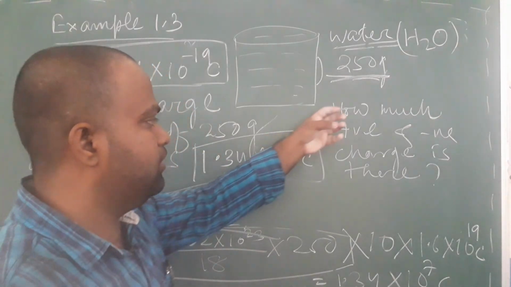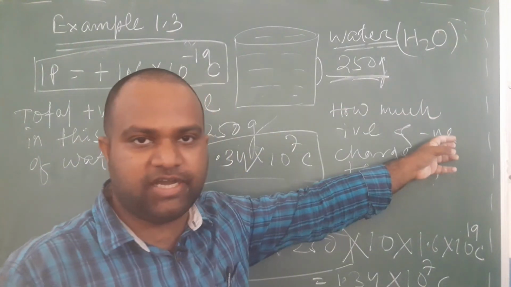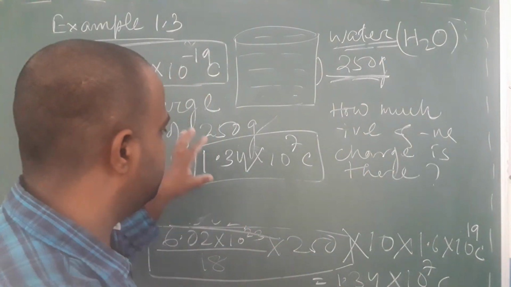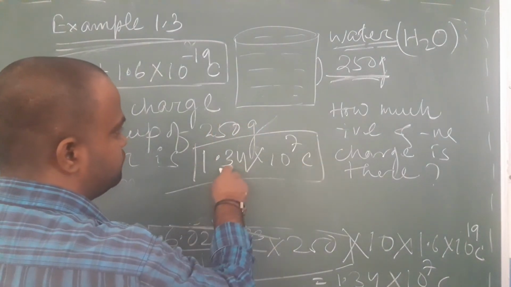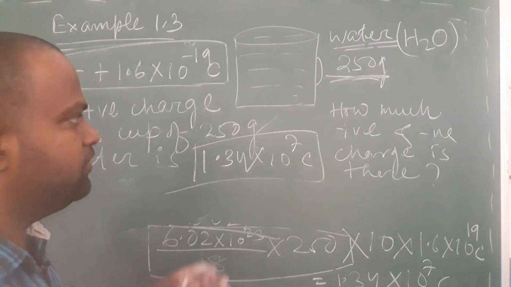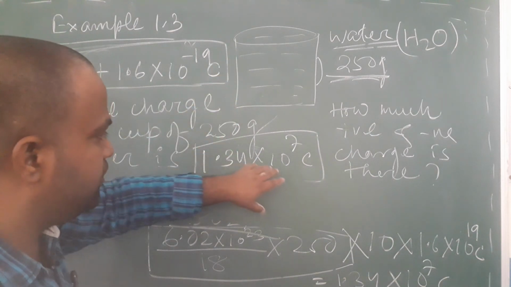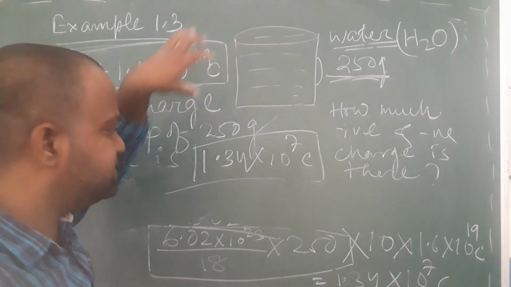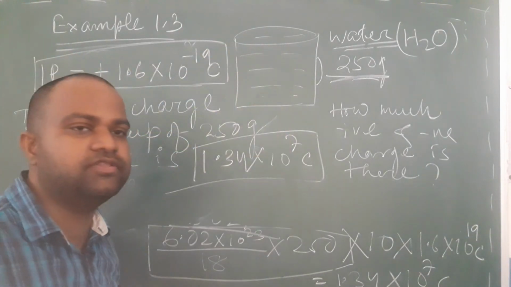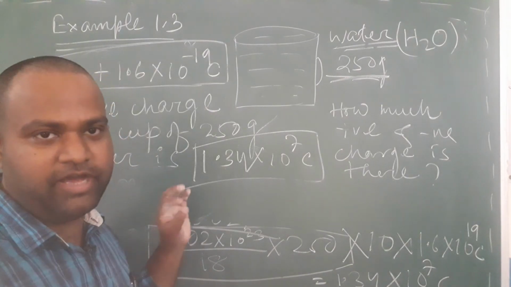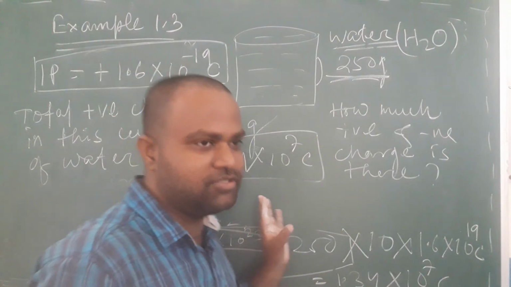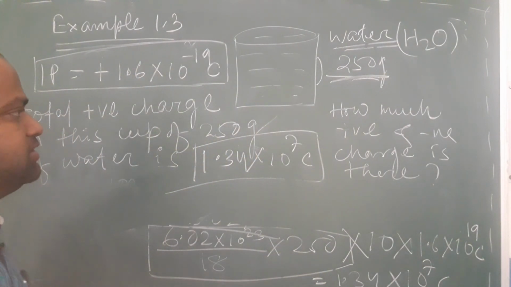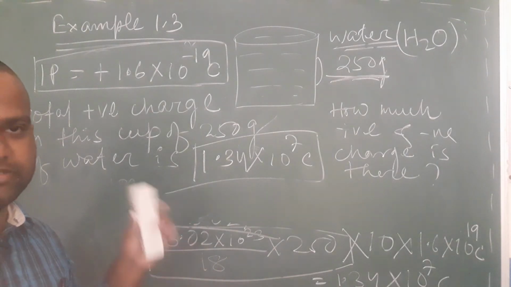Because the number of positive charges and negative charges is the same in one molecule, in this cup of water also the same amount of negative charge will be there. So 1.34 into 10 to the power 7 coulomb of positive charge is there in the cup of water, and the same amount of negative charge is there also. I hope you could understand this question. This is a good question, and it comes sometimes in your board exam and sometimes in other exams also. I'll discuss some other question in the next video.